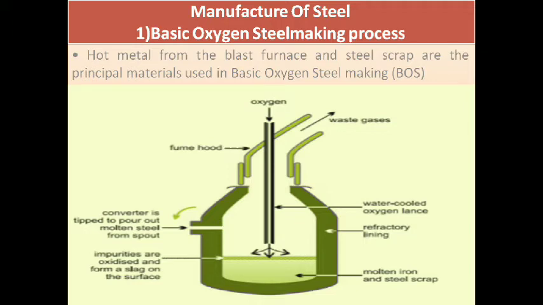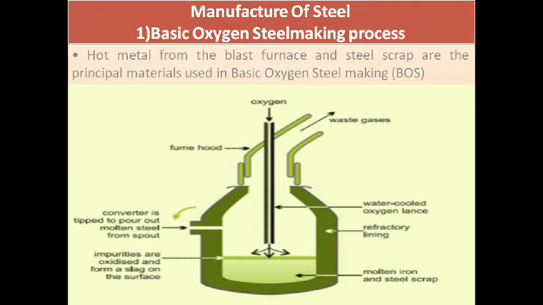Generally, in the manufacture of steel there are two types of processes. First one is the basic oxygen steel making process, and second is the electric arc furnace process. So first we discuss the basic oxygen steel making process.